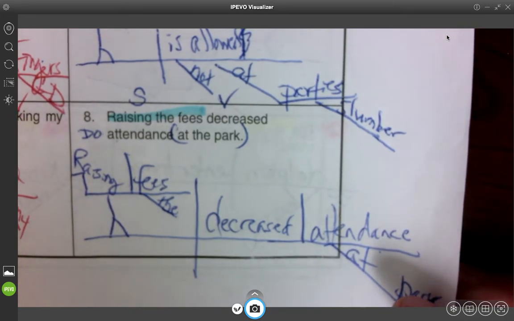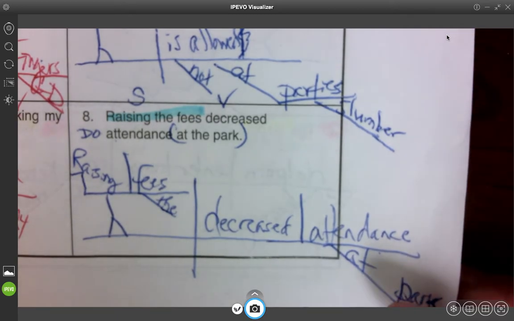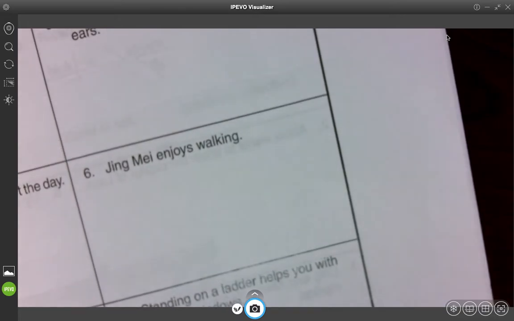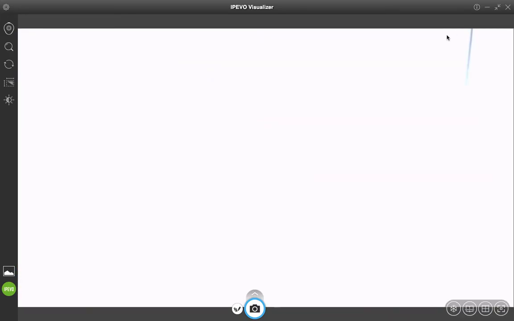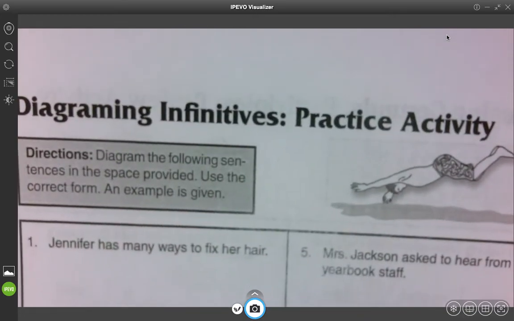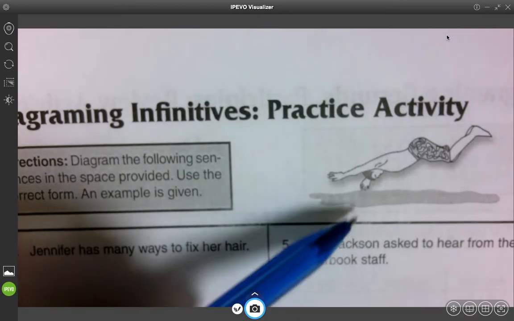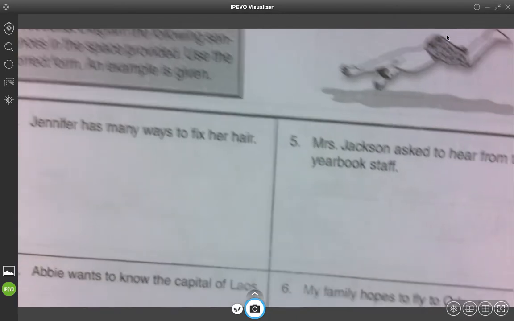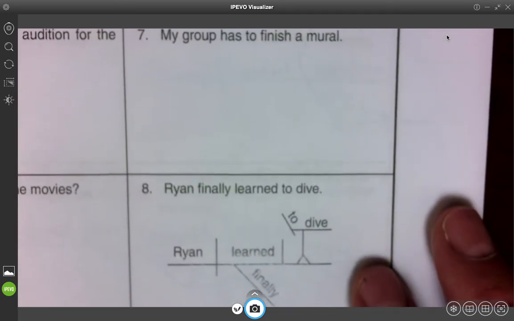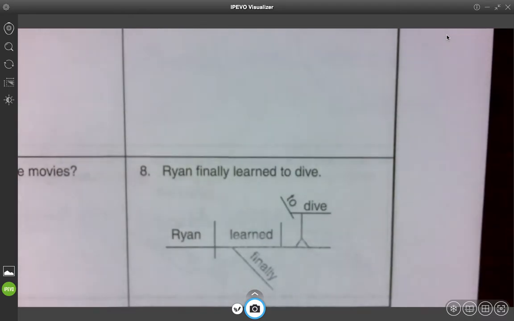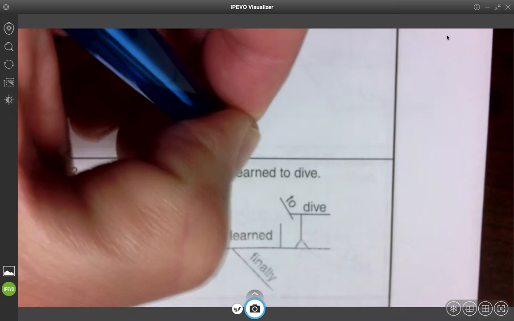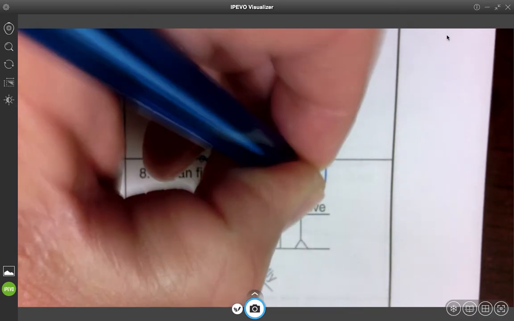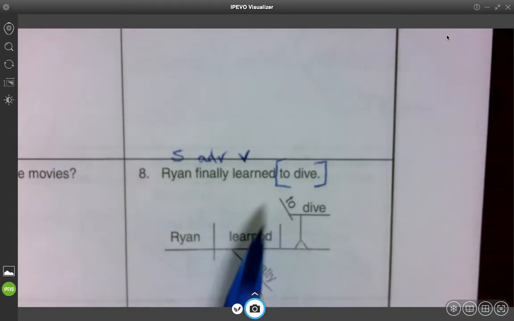We've talked about participles, which act as adjectives. We've talked about gerunds that act as nouns. And then that brings us into our last activity, that of infinitives. We turn to the page, which is diagramming infinitives, practice activity, with the swimmer here in the upper right-hand corner. I can turn my attention to number 8, which has been diagrammed for me as an example. Subject, adverb, verb, and then I recognize to plus a verb, which happens to be an infinitive.